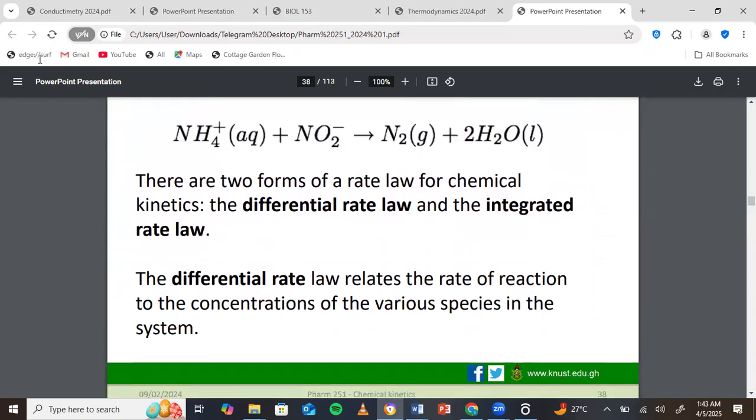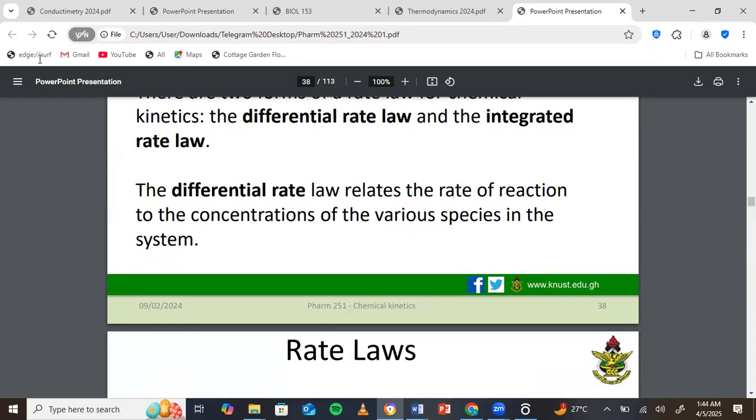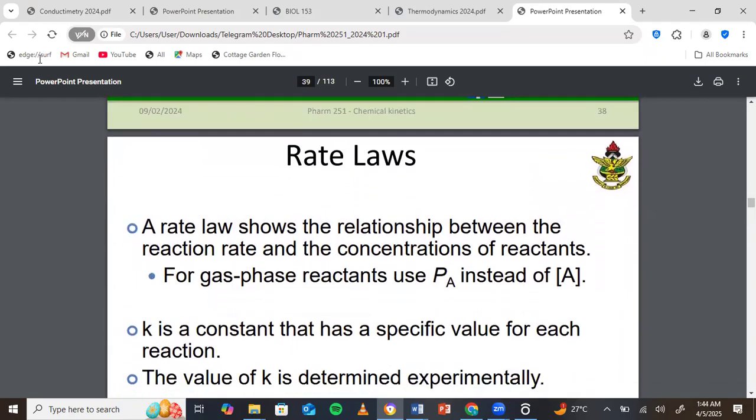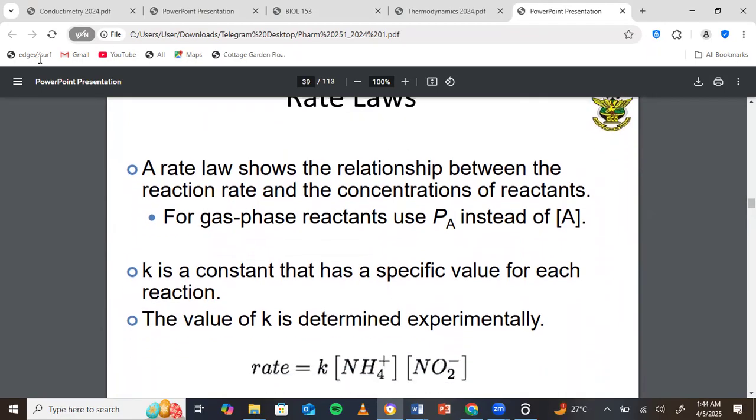Now, there are two forms of rate laws. We have the differential rate law, and then we have the integrated rate law. The differential rate law relates the rate of reaction to the concentration of various species in the system. A rate law shows the relationship between the rate of reaction and concentration of species. If we have a gas phase, then we use the pressure of the species instead of the concentration.